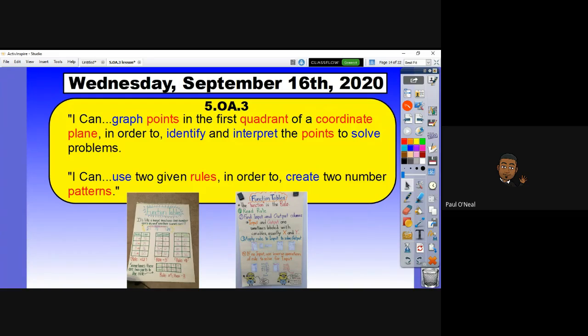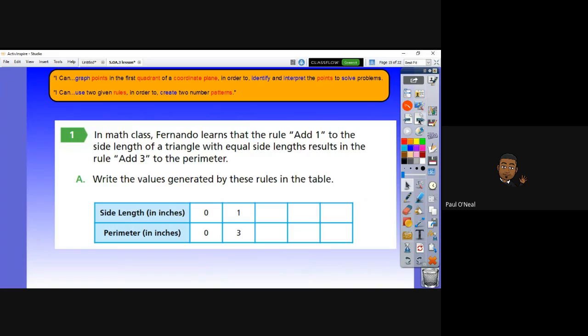So let's get started. I'm going to go ahead and read this problem to you. You can read it along and just watch, of course, how Mr. Oneal's thought process would be to solve this kind of problem. Okay, so first we have, in math class, Fernando learns that the rule add 1 to the side length of a triangle with equal side lengths results in the rule add 3 to the perimeter. Write the values generated by these rules in the table.